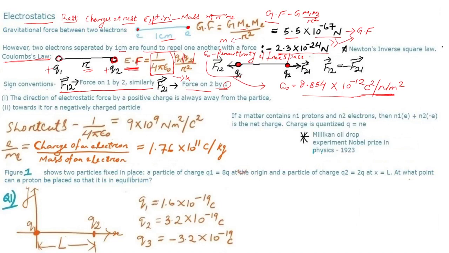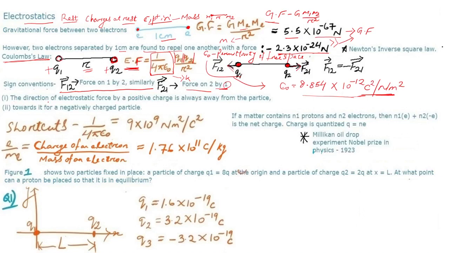So in this case, what is the direction of the force by Q2 on Q1? That will be towards the left side. And what is the direction of the force of Q1 on Q2? That will be on the right side. So there are some rules of the sign conventions.